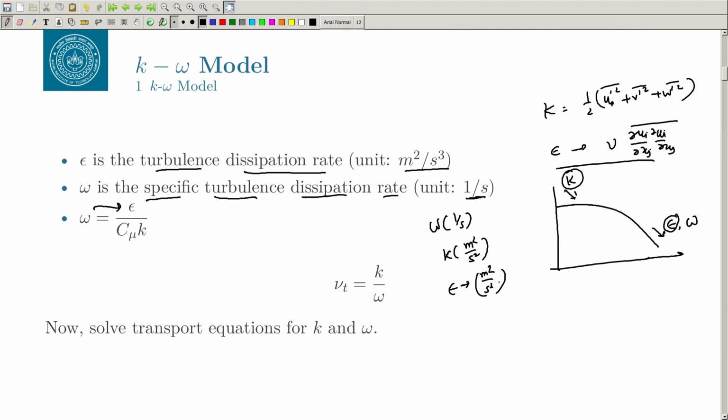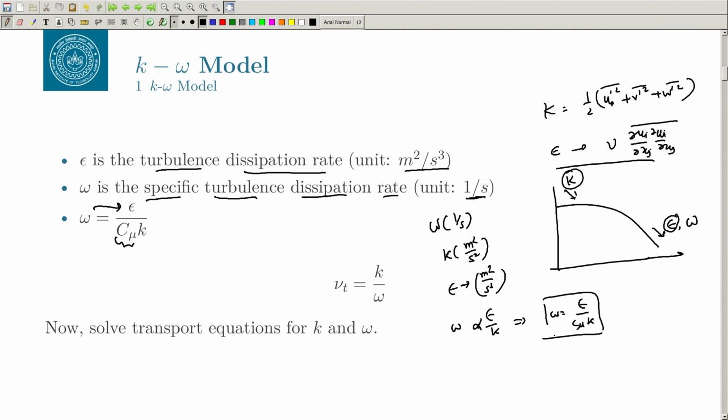So, the quantity epsilon by k will be proportional to omega, because this is meter square per second cube and this is meter square per second. That will give you 1 by second. The c mu term depends on the model; in many models you do not use c mu, in many models you use it, so you have to be very careful. But if you are using the c mu term, omega is equal to epsilon by c mu k.